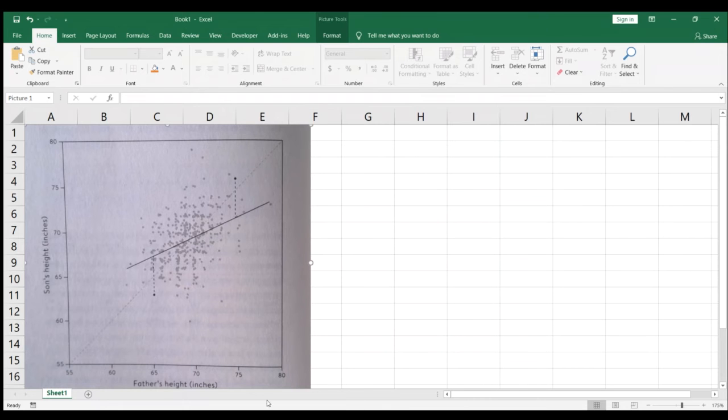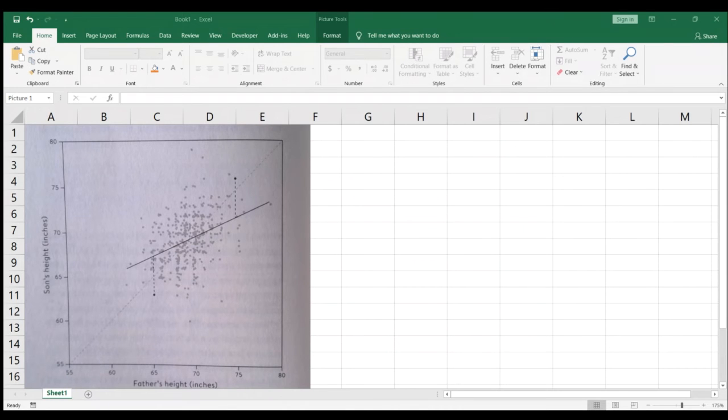If my regression line were to follow this 45-degree angle, what that means is that a father that measures 65 inches in height is expected to have a son that measures 65 inches in height. That's what we're expecting to see if the line followed a 45-degree angle, but it doesn't. It follows a different angle, a different slope. And what do you think that slope tells us?